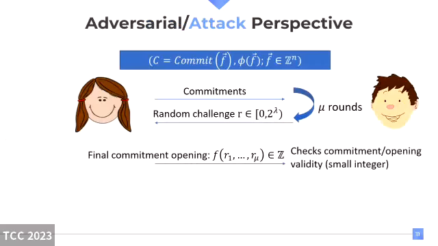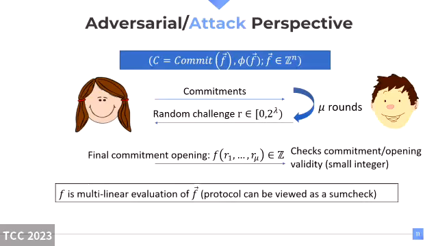So if we consider an honest prover, then what the honest prover does is commit to some vector f. And then at the end of this protocol, it sends this final opening. And it turns out that this final opening corresponds to some polynomial f, which is actually the multilinear evaluation of the original vector that I committed to, evaluated at the challenges.